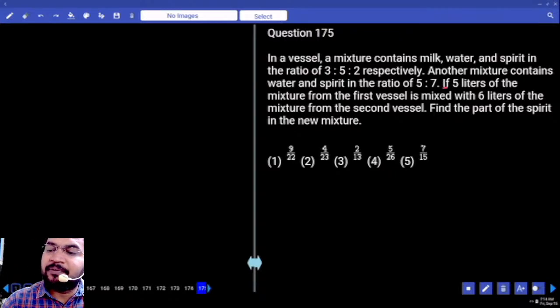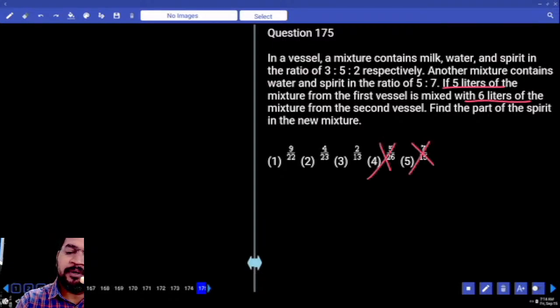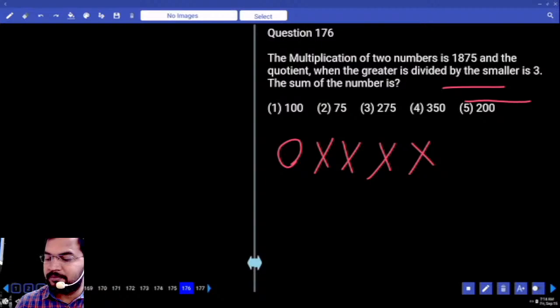5 liters from the first one, 6 liters from the second one, total 11. And our answer's denominator should be a multiple of 11. How many options are there? Two options, so let's verify.